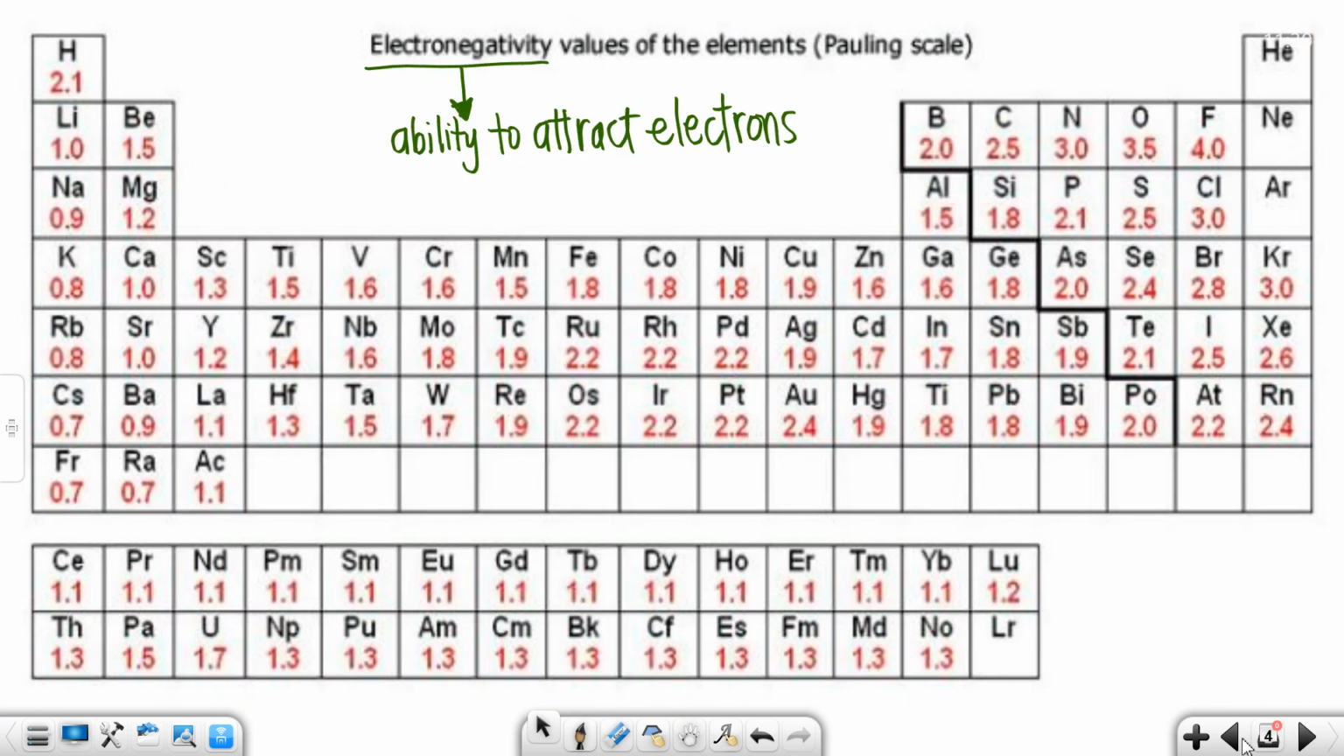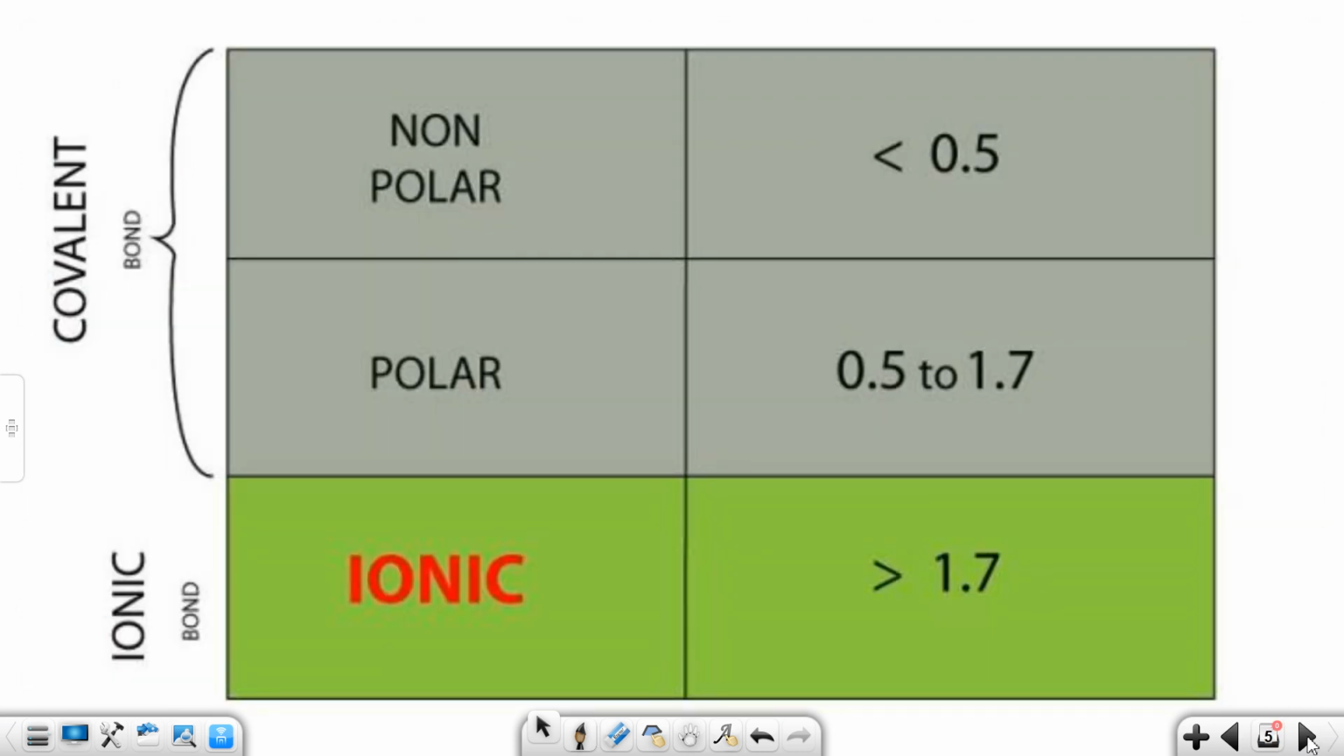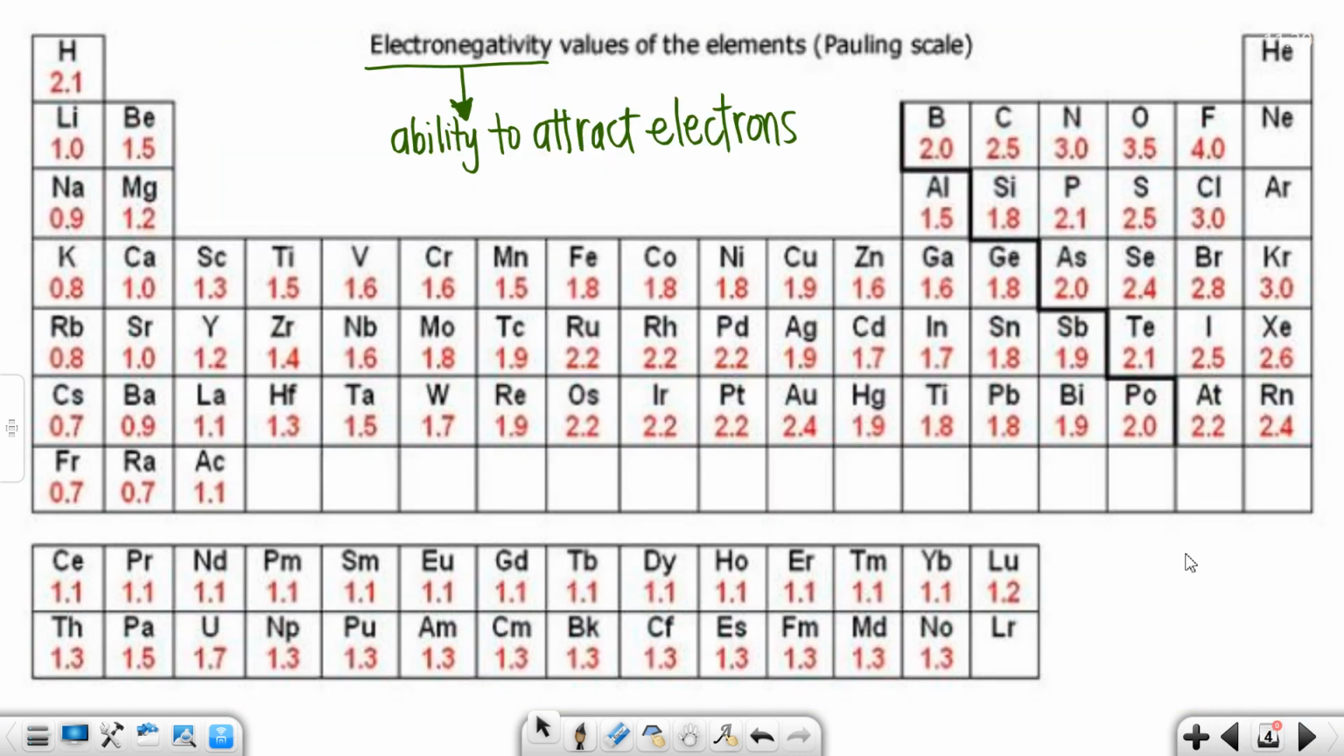So let's look. Oh, I'm sorry. Nope, I needed to go here. So when I say difference in electronegativity, difference means that we are subtracting numbers. All right. So to find the difference in electronegativity for a bond, what you're going to do is subtract the two electronegativity values of the elements found on the periodic table. Now, here's the key. You will not have a negative answer for difference in electronegativity. How is that possible? You will always take the big number minus the small number.